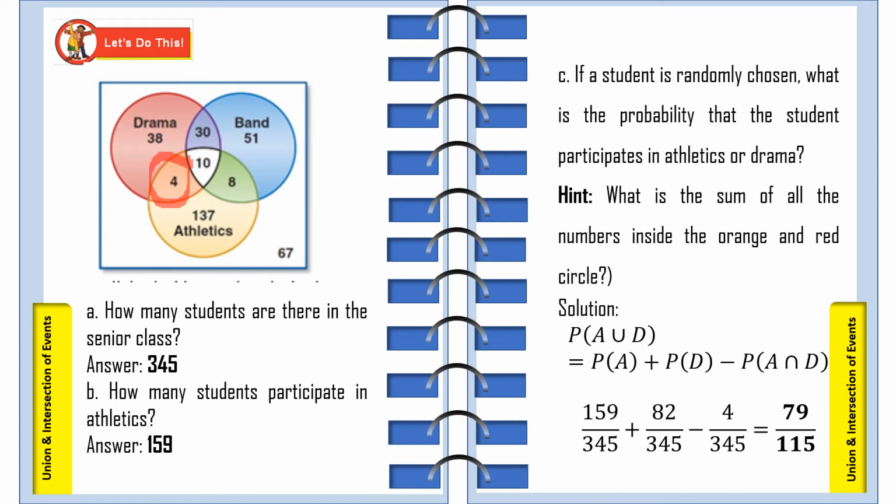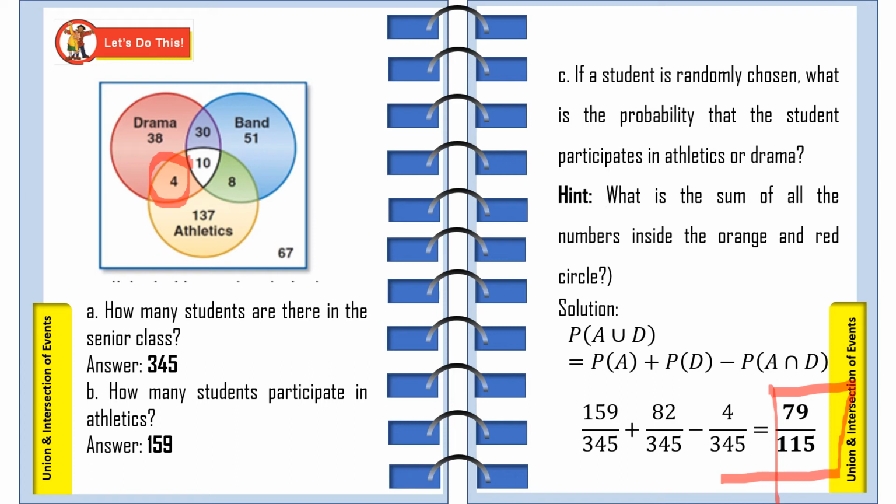And then, dahil addition and subtraction of similar fractions lang to, ito lang yung gagawin sa taas. So, 159 plus 82 minus 4, that is 237, all over, sorry. I-add muna natin 159 plus 82 minus 4, and then all over 345. And then lowest term. Kaya nagkaroon tayo dito ng 79 over 115. Again, ang kinoconsider natin palagi is the lowest term, kaya kailangan ay na-simplify nyo muna bago nyo i-finalize ang inyong answer.